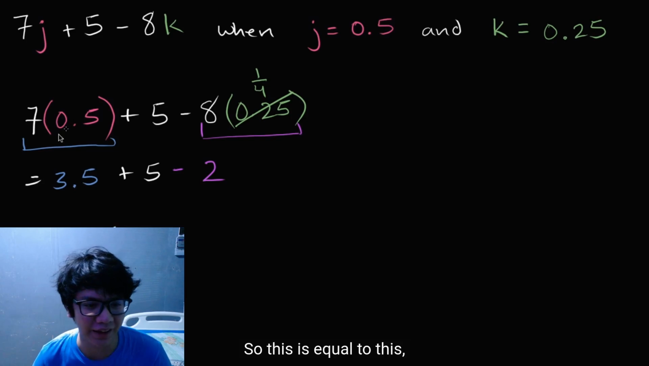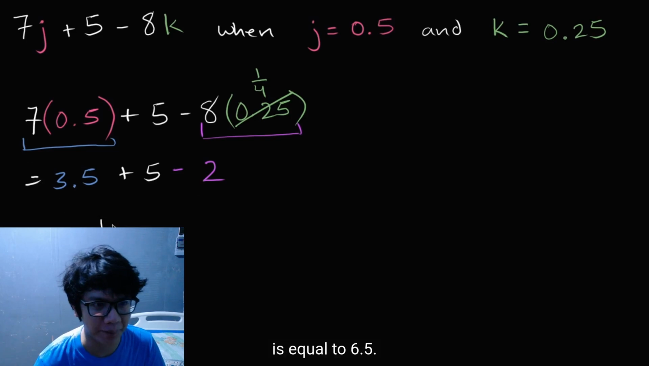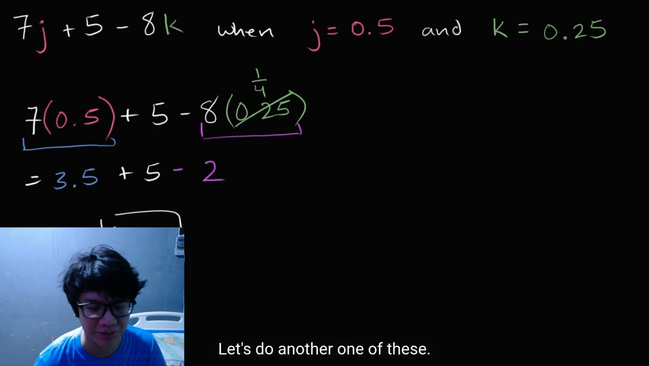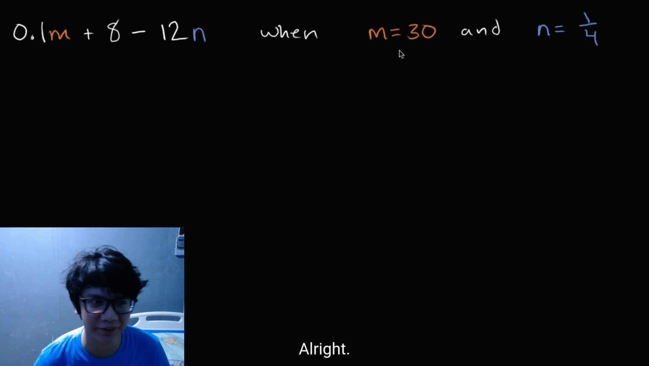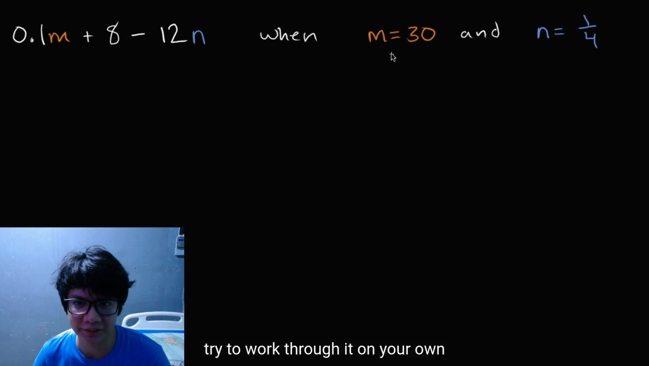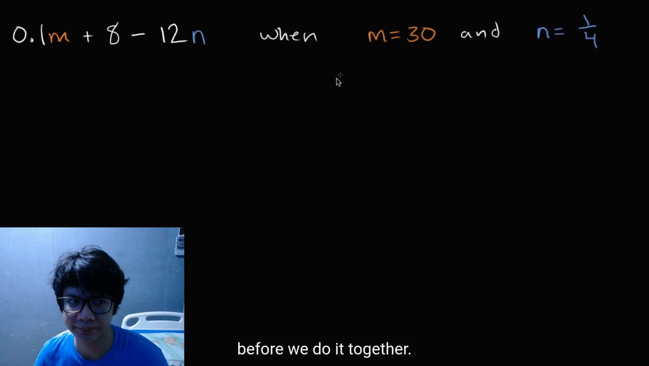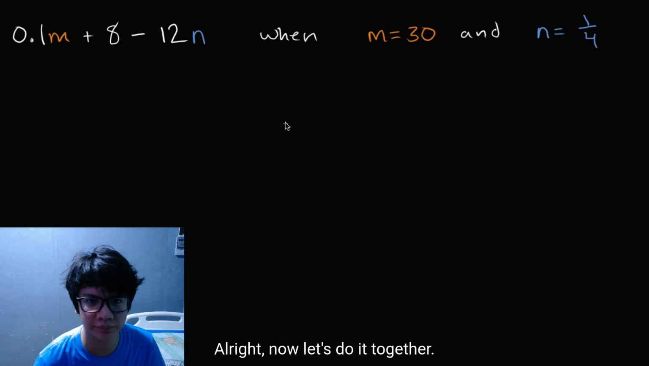6.5. So Yeah, this is equal I to only this got is equal to 1.5 because I didn't 6.5. add the 5. Let's do another one of these. 6.5. All right. And just like before, try to work through it on your own before we do it together. All right, now let's do it together.